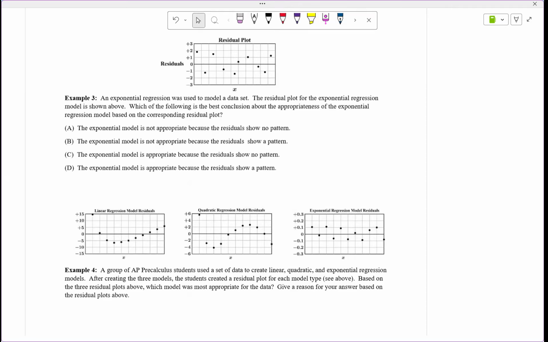So A, B, C, D. This is I, and J is... scoop it. Kind of cool.